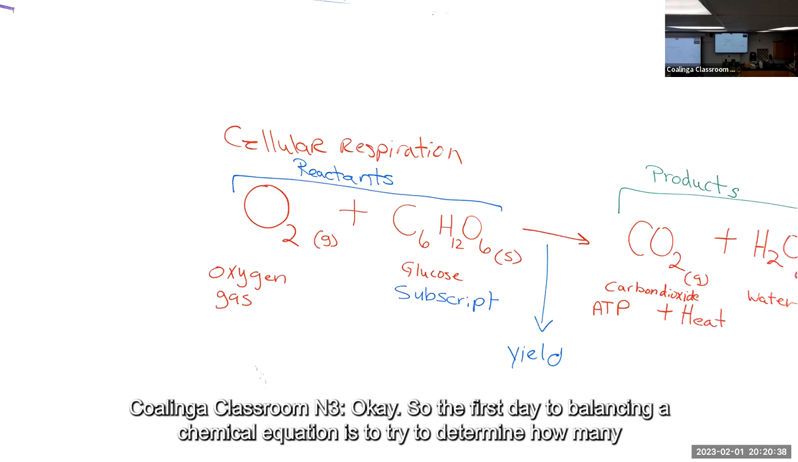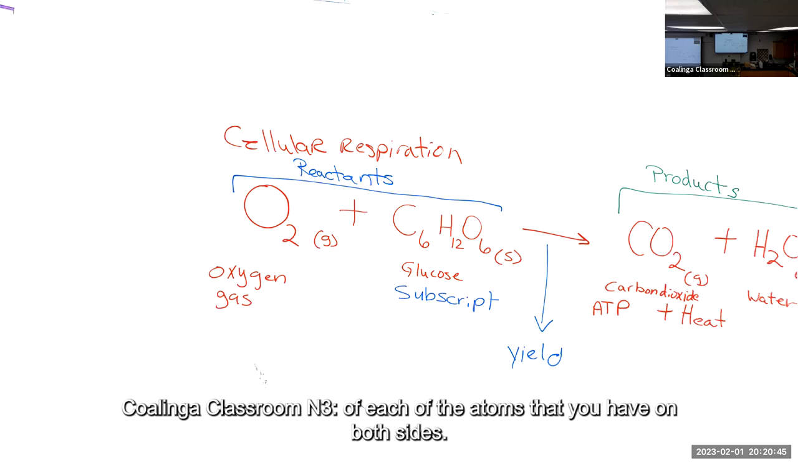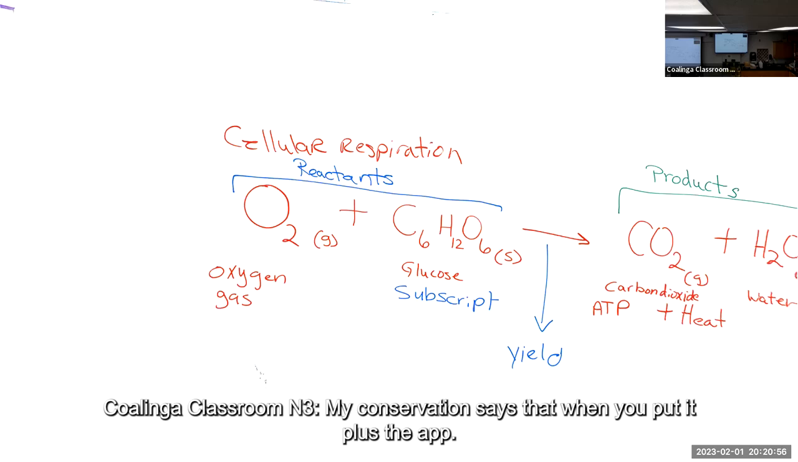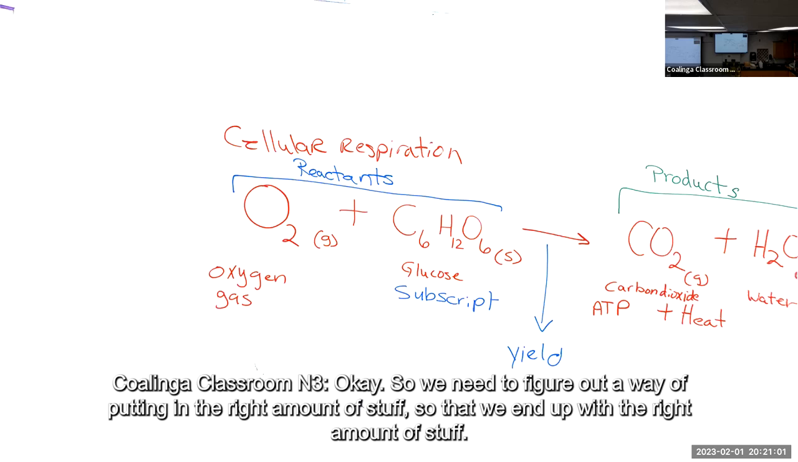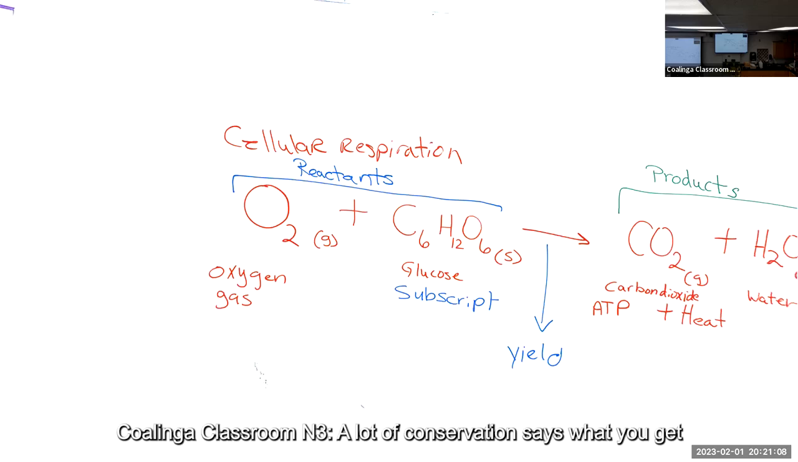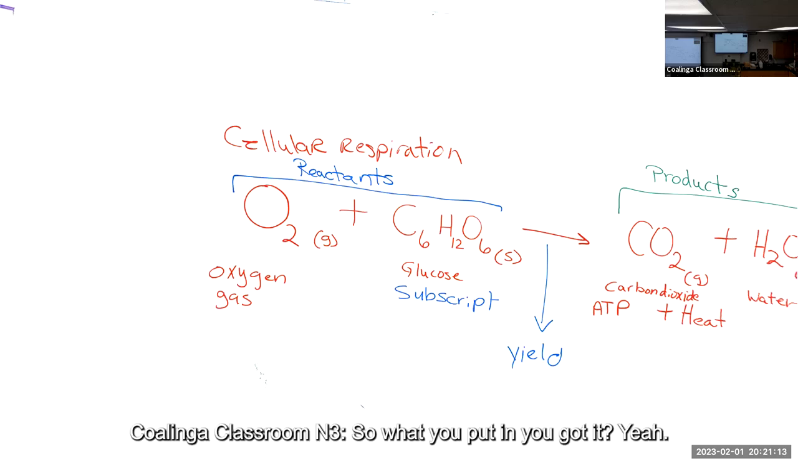Okay, so the first thing to balancing a chemical equation is to try to determine how many of each of the atoms you have on both sides. The one thing that you have to know is the law of conservation. The law of conservation says that what you put in, you must get out. So we need to figure out a way of putting in the right amount of stuff so that we end up with the right amount of stuff. Does that make sense? So the law of conservation says what again? What you put in, you've got to get out.